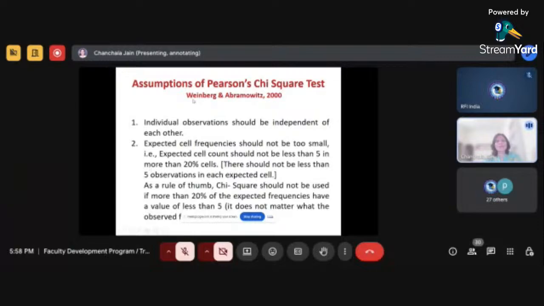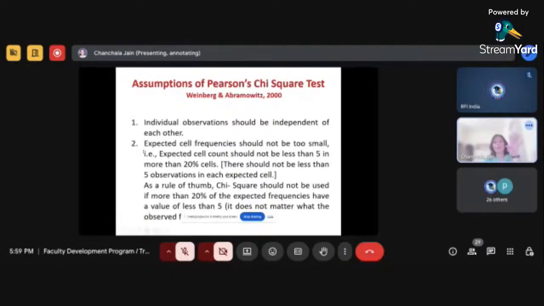You can see the reference from where we have taken these assumptions, right? The first one says individual observations should be independent of each other. That means from one person you will collect data only once, so you would be in a position to maintain assumption number 1. The second says expected cell frequencies should not be too small. That is, expected cell count should not be less than 5 in more than 20% of cells, right?